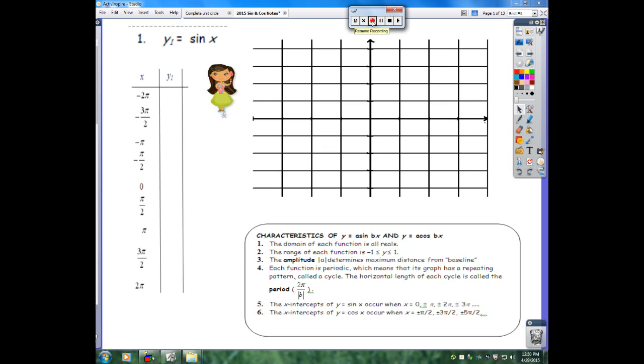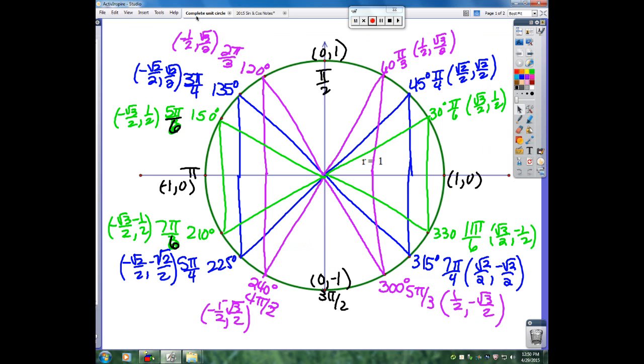Alright, these are 11D notes. Today we're going to be graphing the sine, cosine, and trig functions. So we're going to learn the parent graphs for each one of these functions. It's probably useful to have your unit circle that you made out with you, so as we go through, we're going to refer back to our unit circle.